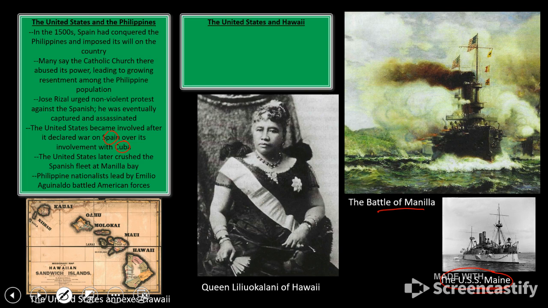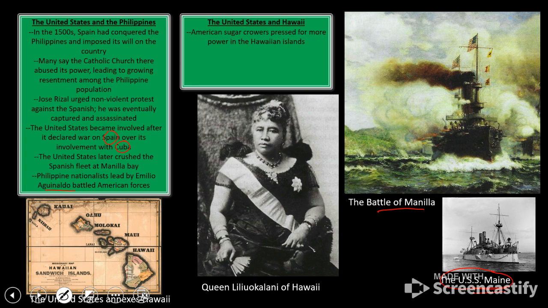Afterwards, Philippine nationalists led by Emilio Aguinaldo will battle the American forces. Hundreds of thousands of Filipino soldiers would die. Thousands of Americans would die in a contested dispute over the country. The Philippines would eventually acquire its independence, but it did have a mark of American imperialism on that country as well.